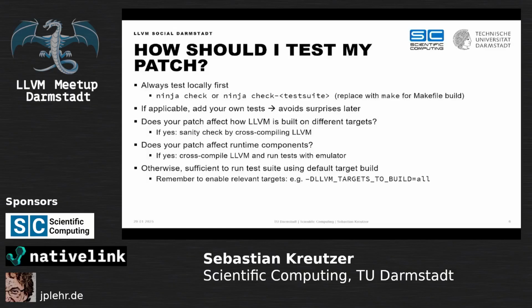Then the question is, does your patch affect how LLVM is built on different targets? If this is the case, then you may have to cross-compile and see if it actually works for the targets that you want to support or that you change something for with your patch. However, if you also touch any of the runtime components and you need to execute the code that your Clang compiles, then you should also include emulating the tests or testing on the target machine you're building for.